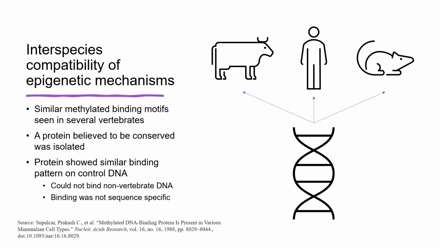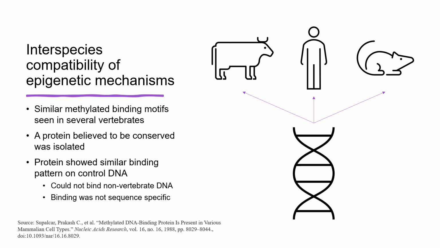While it may seem pointless to understand the mouse epigenome, many of the mechanisms that control epigenetics appear to be conserved, at least partially, between species. In 1988, while investigating similar methylation binding motifs in several species of vertebrate, namely cow, human, and rat, researchers managed to isolate a protein that was responsible for DNA methylation and believed to be conserved across all species.